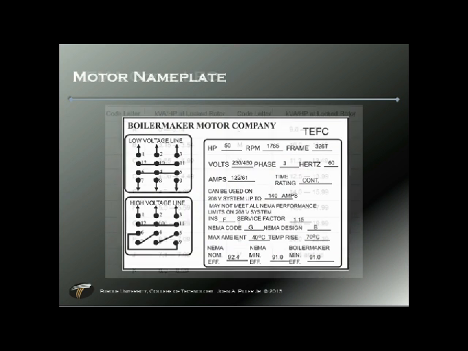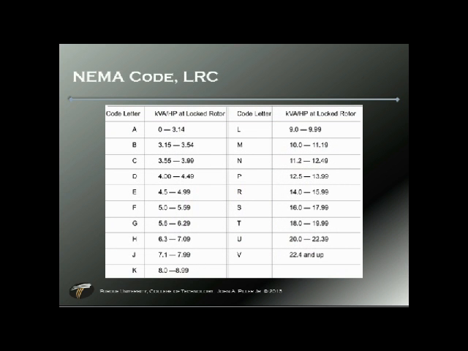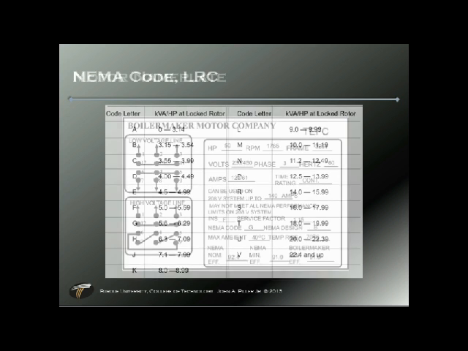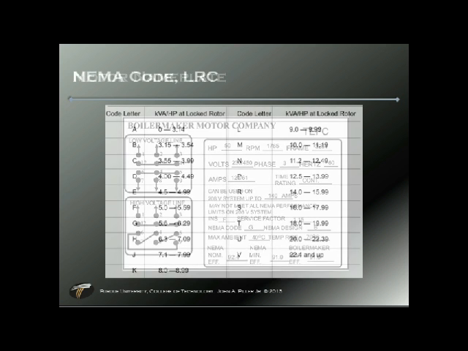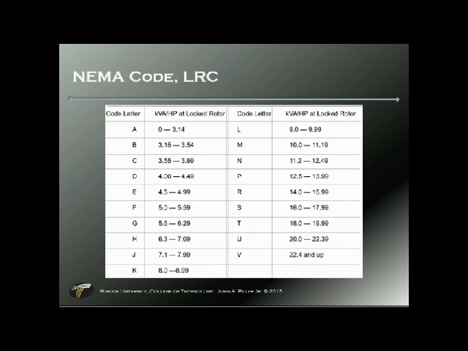Okay, there's your nameplate again. The NEMA code letter. Let's go back to that nameplate. This NEMA code letter is a code letter G, and it is a NEMA design B. Alright, so code letter G on this table, this is a standard NEMA table, code letter G has a kVA per horsepower locked rotor current of 5.6 to 6.29 kVA per horsepower at locked rotor current.